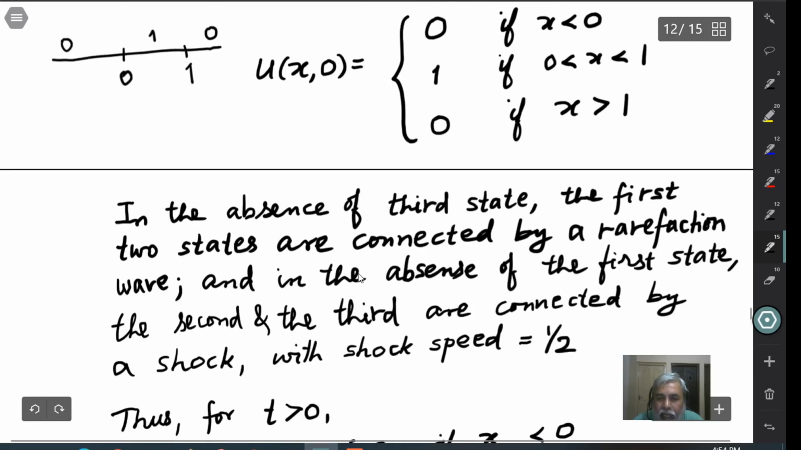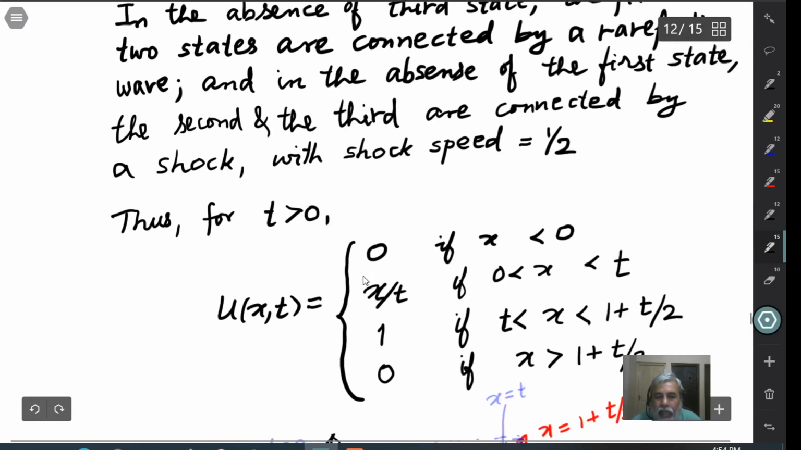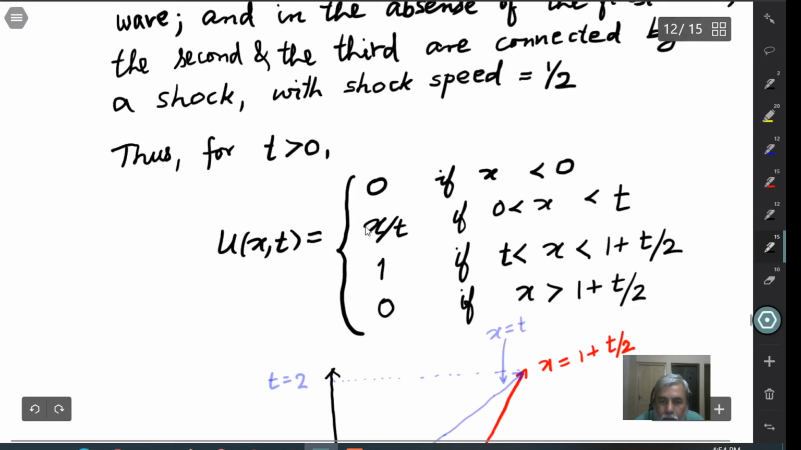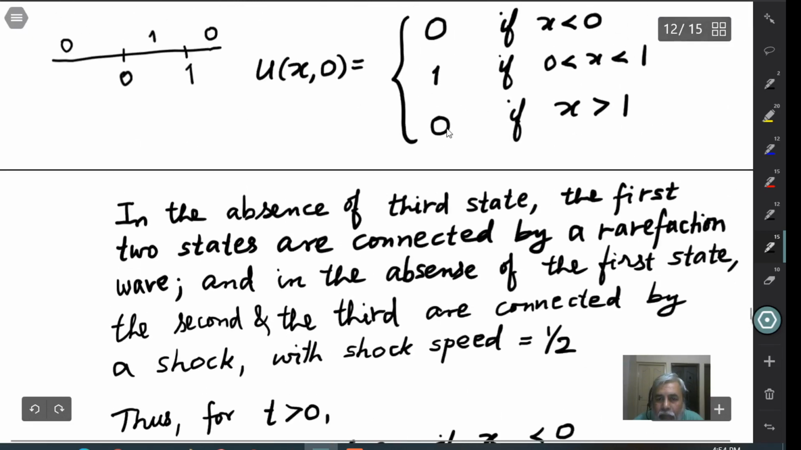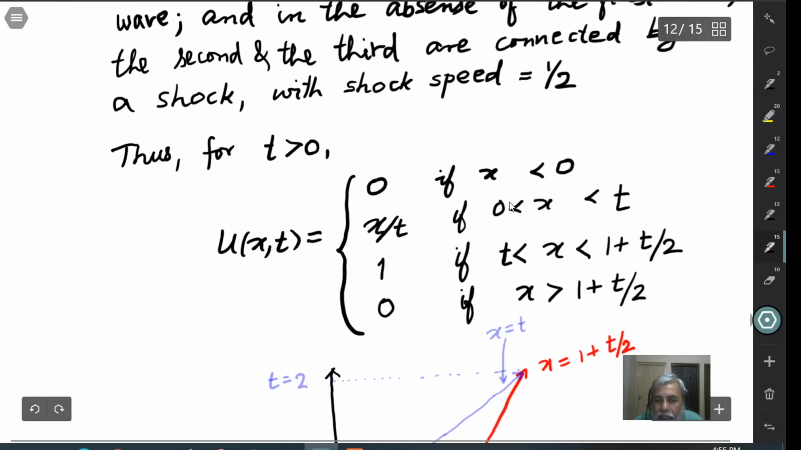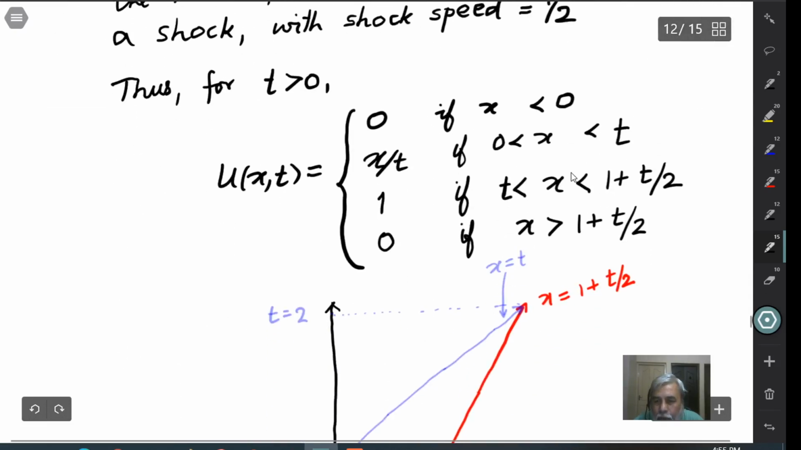So indeed, that is happening. So thus for t positive, we obtain this solution. The first two states are connected by rarefaction, and that's what I'm writing here. So u(x,t) is 0 if x is less than 0, x by t if 0 is less than x less than t, and 1 if x is bigger than t. So in the absence of the third one, that would have been the solution.